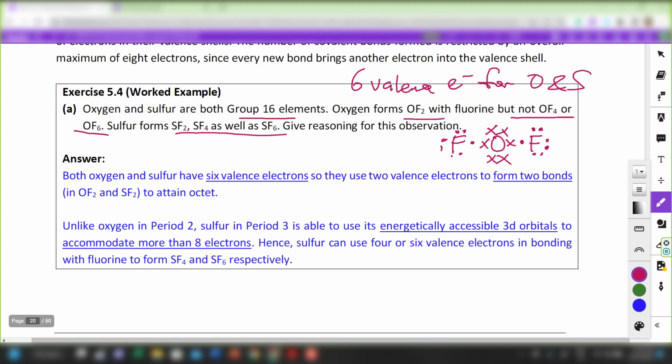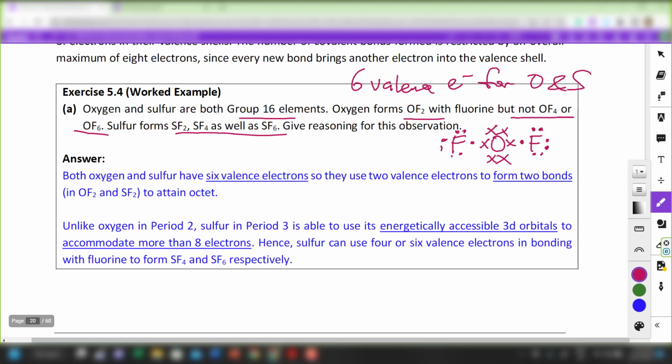Yeah, because the next energetically accessible orbitals for oxygen will be 3s, which is quite far away, or quite different in terms of electronic energy level, from that of the period 2 orbitals. So octet expansion is therefore not possible for OF2. So OF4, OF6 are not likely to be formed.